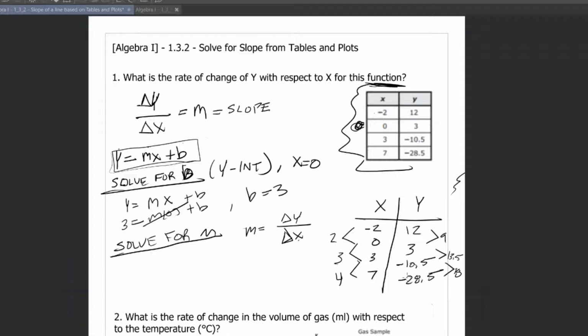Okay, so what one would do, they'd only do one set. Or they'd look at these numbers and then they'd be like, well, this is changing and this is changing.